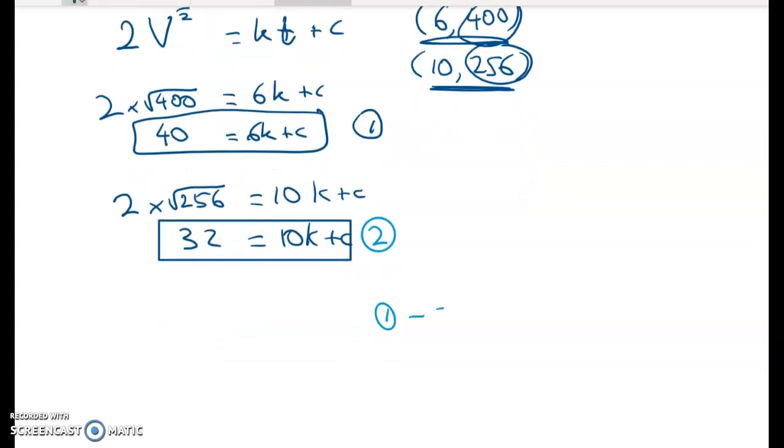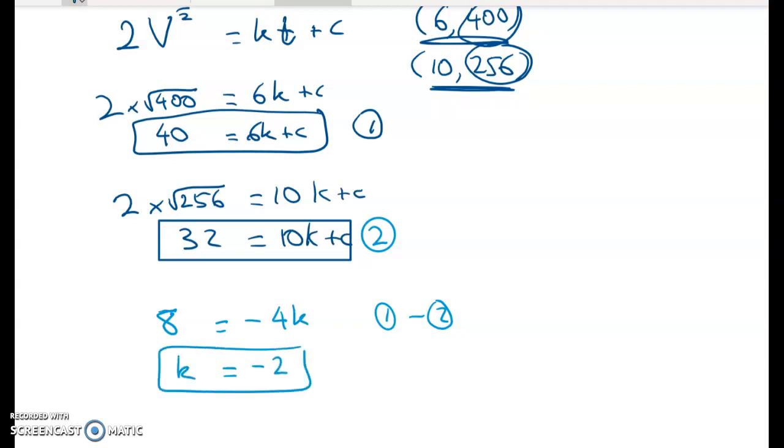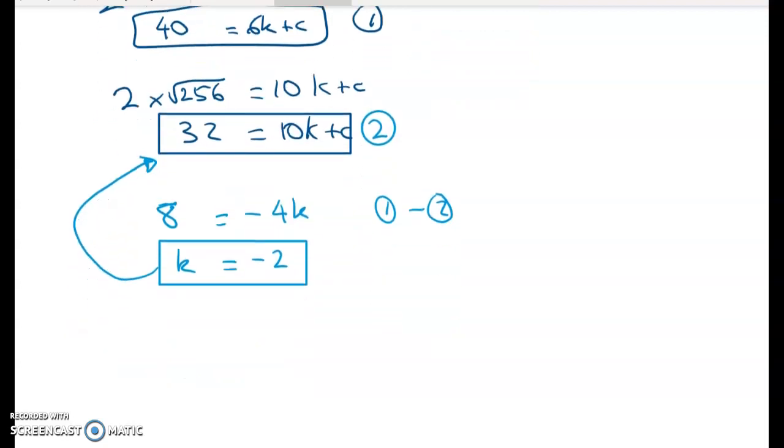So equation 1 take away equation 2 gives me 8 is equal to negative 4K. So we get a K value which is negative 2, and as expected that's a negative number. Now we need to chuck that back in here and solve to get C, and then we're just about finished. So 32 is equal to negative 20, that's 10K, plus C, giving me C is equal to 52.